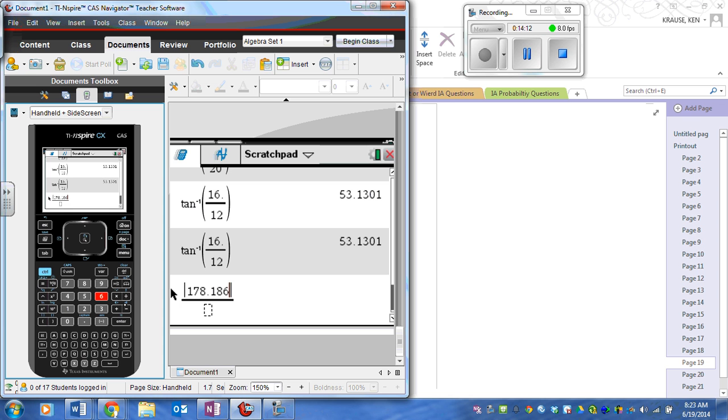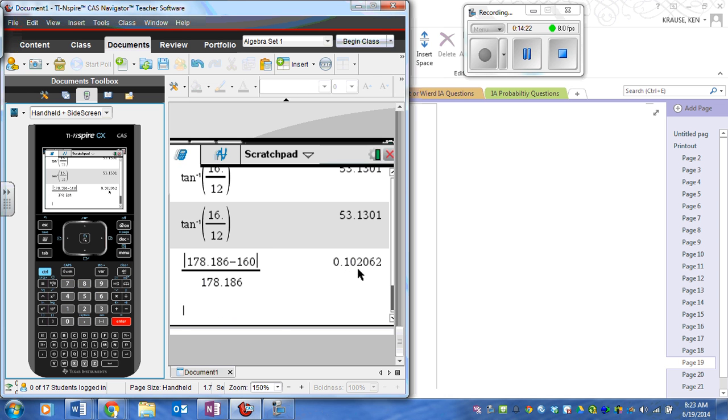$178.186 minus 160 all over 178.186. We get 0.01206. And there are 4 places to round this into a 1.